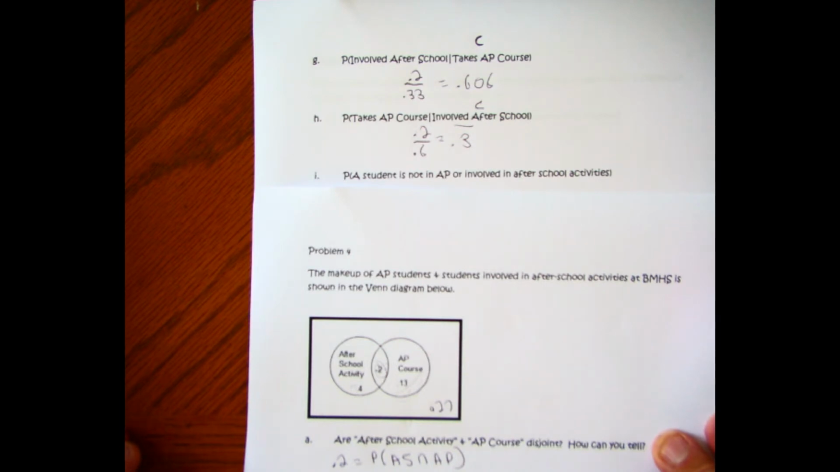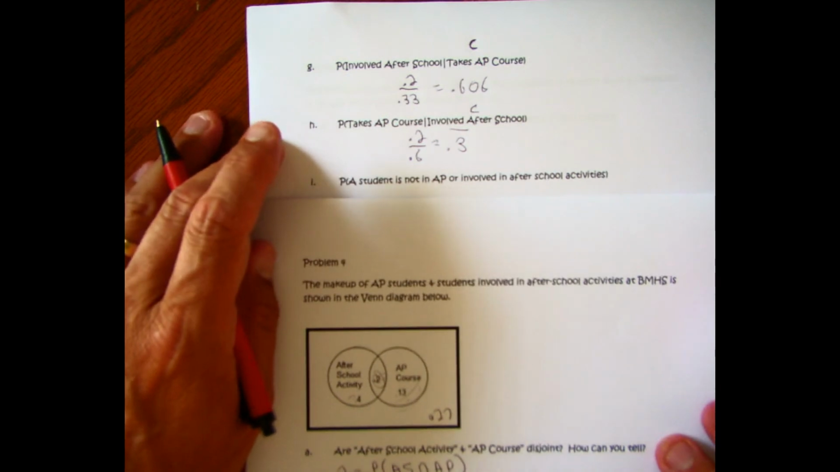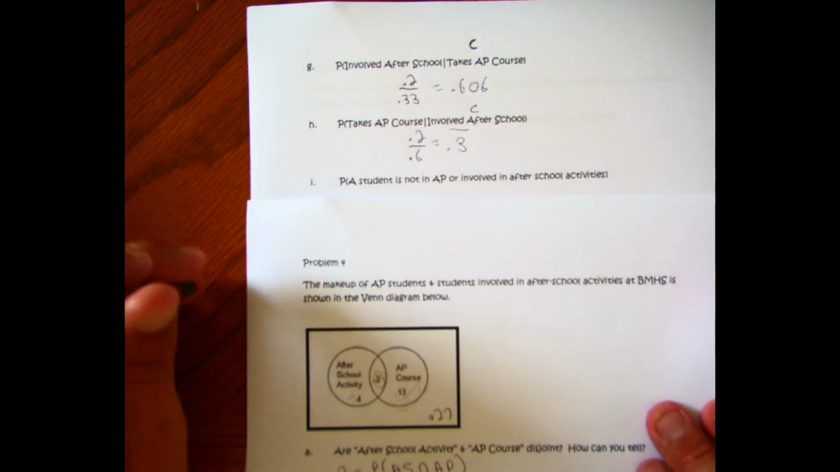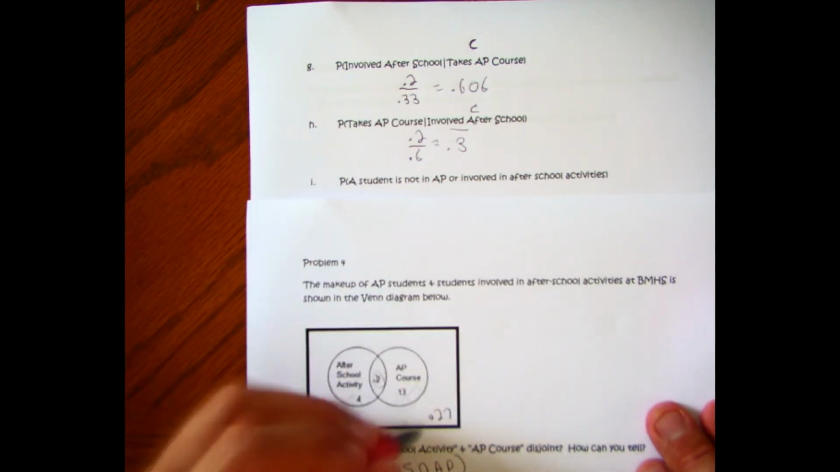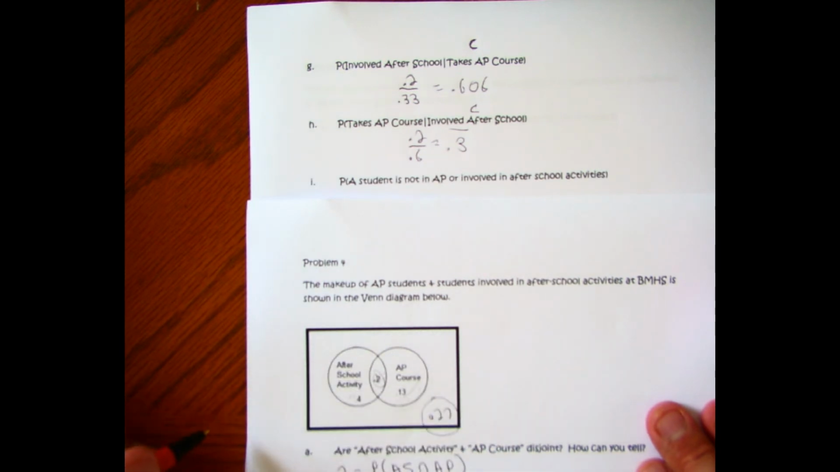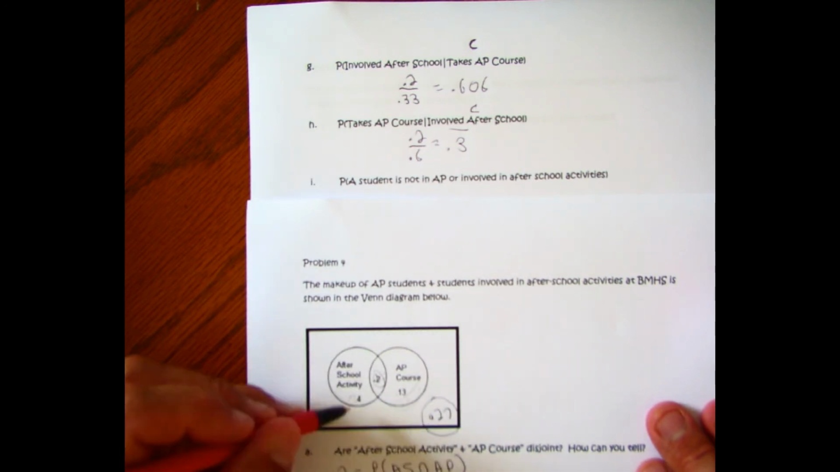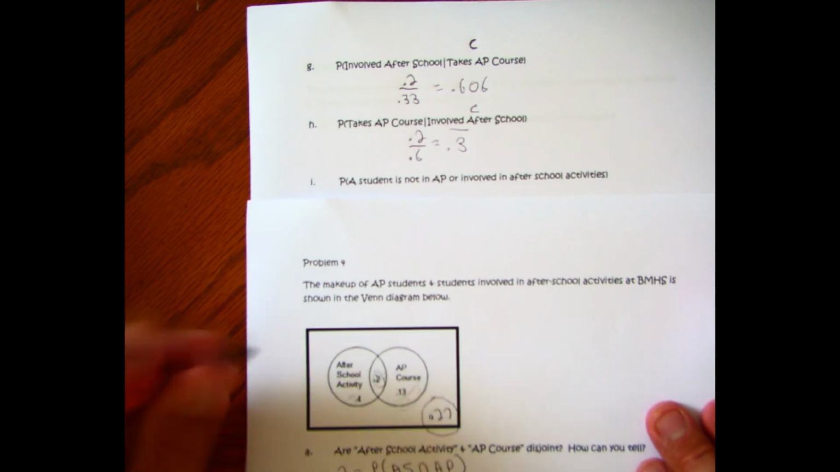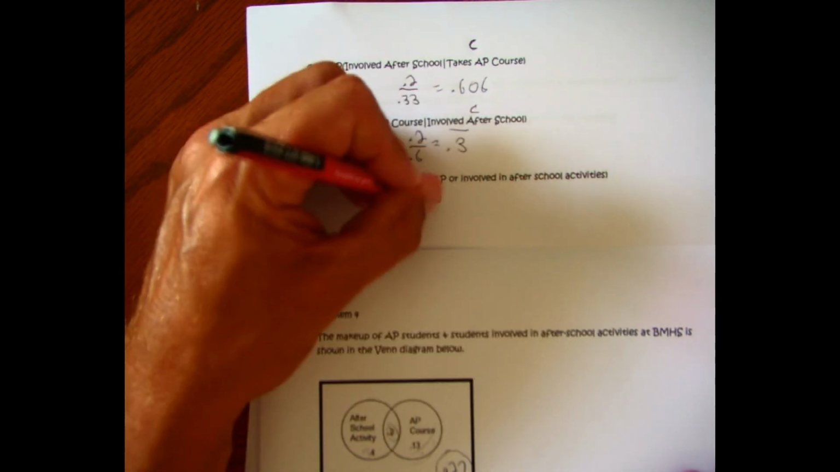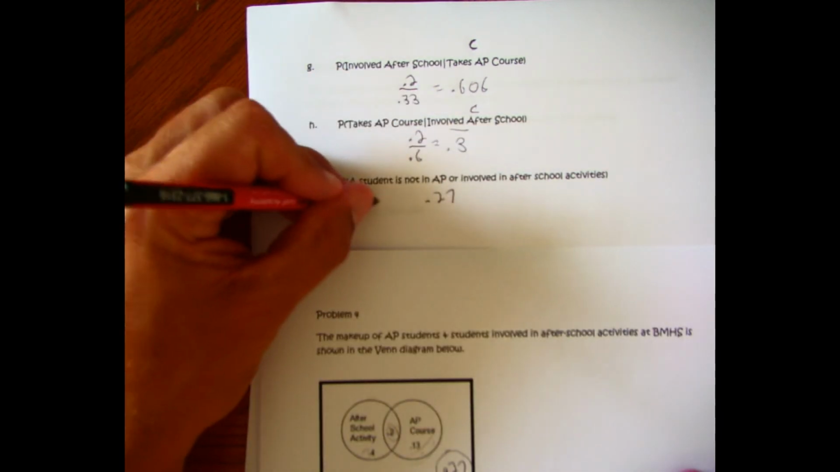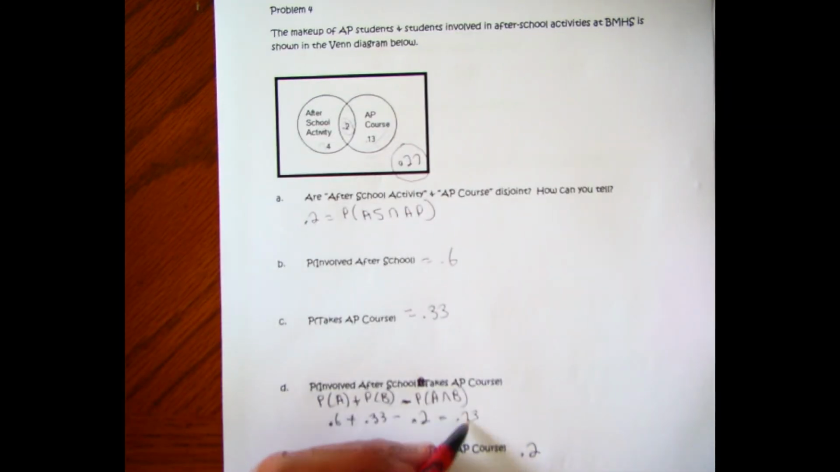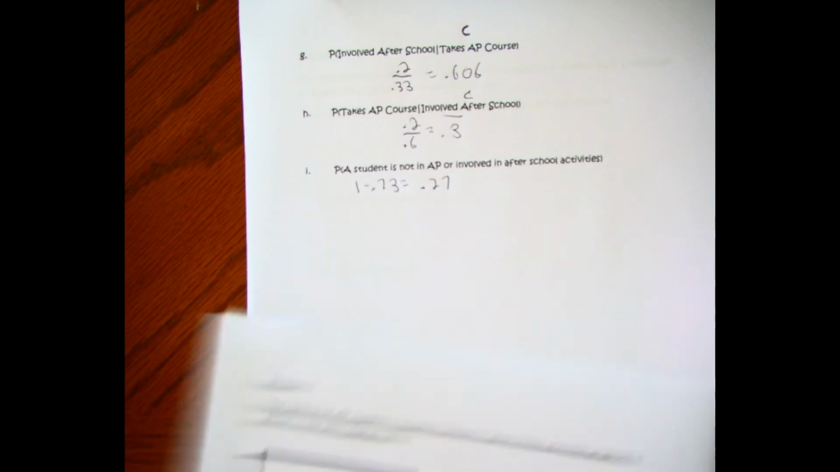And then the last question is what we already found out. Probability a student is not involved in AP or involved in after-school activities. That's this number right here. That's that 0.27. Okay, and it's simply you do "or" and you subtract it from 1. So it's really 1 minus 0.73. And that 0.73 was this one right here. Okay?